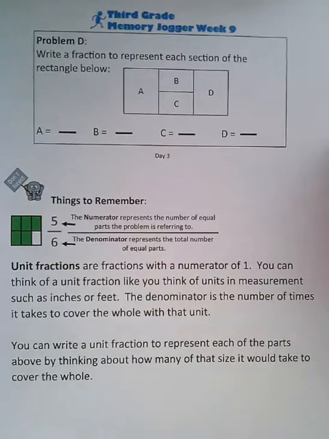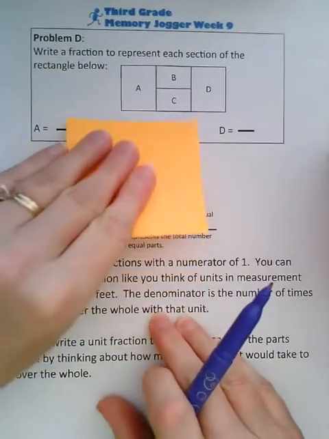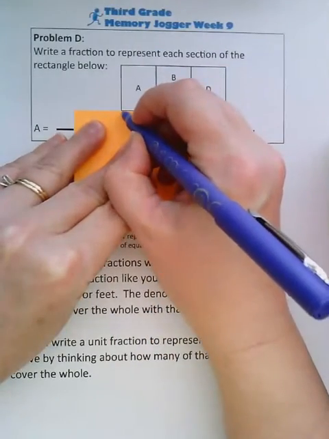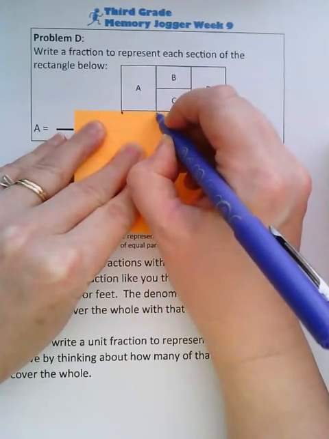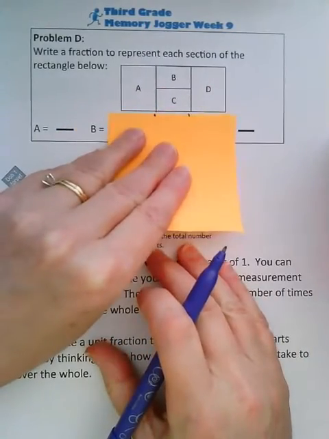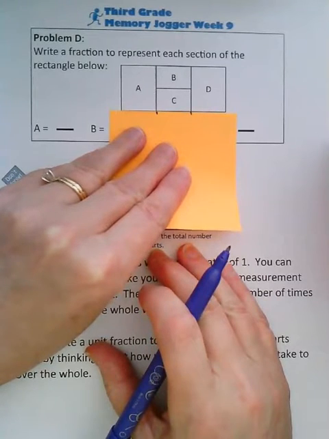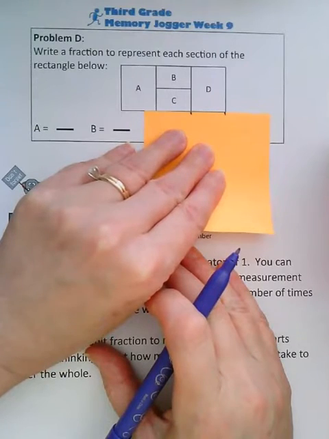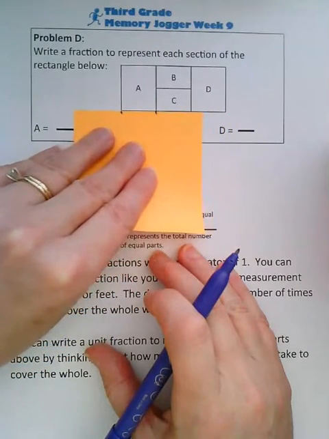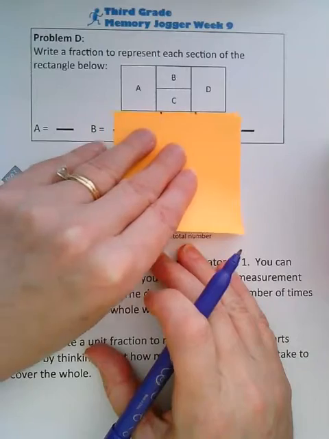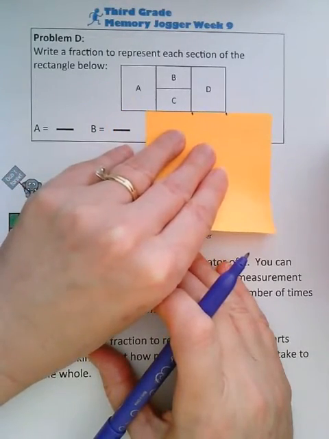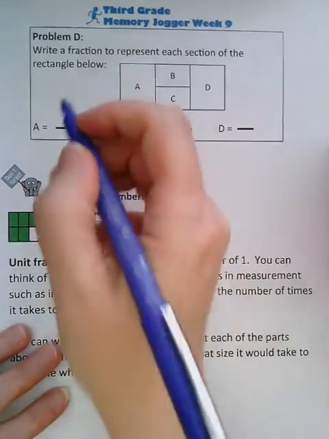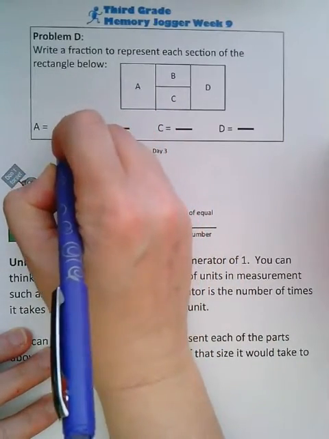So let's take a look at A. I'm going to use a Post-it, and I'm going to see exactly how wide this is. So if I were to see how wide that is, the middle is the same size as A, and the right side is the same size as A. So I have 1, 2, 3 parts that are the same size because they're all the same height there. So A would be one of 3 equal parts, or 1/3.